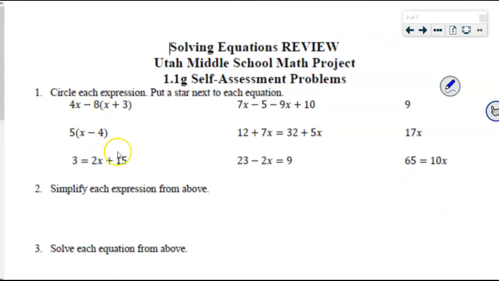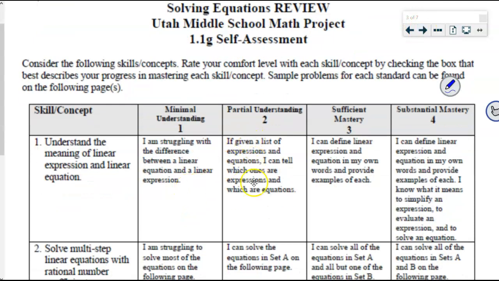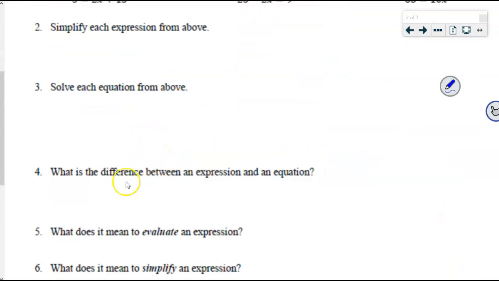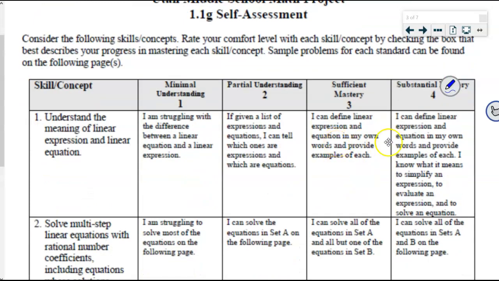If you were not able to complete this, circling expressions and putting stars next to the equations, then you probably should rate yourself a 1. If you had the list and you were able to figure out which ones are which, then you're probably at least a 2. If you can define expression and equation in your own words, like what I'm asking you to do here, what's the difference between an expression and equation? Maybe, if you were successful with that, maybe that's going to be a 3.